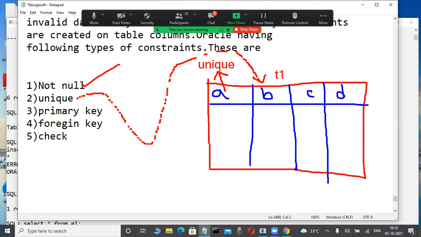Unique constraint. Unique means we don't know yet. So now, without any knowledge of unique, can we create a unique constraint on more than one column? Possible or not possible? Anybody guess it? Very good. Possible.